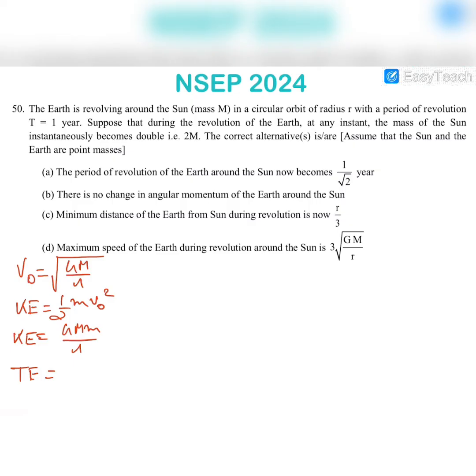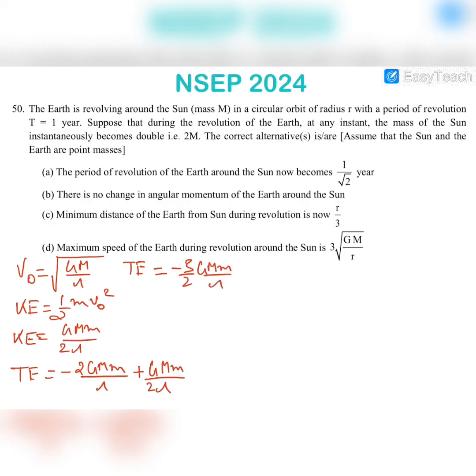So now the new potential will be minus 2GMm by r, and the kinetic energy is this plus GMm by 2r. In fact there is a 2 also here, so this is the new total energy after doubling the mass. So this total energy is minus 3 by 2 GMm by r.